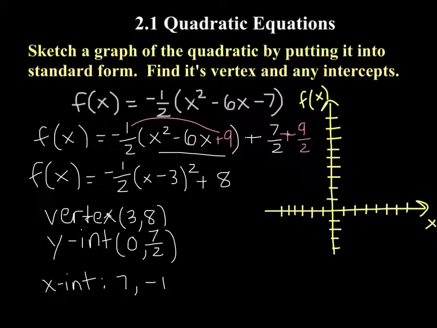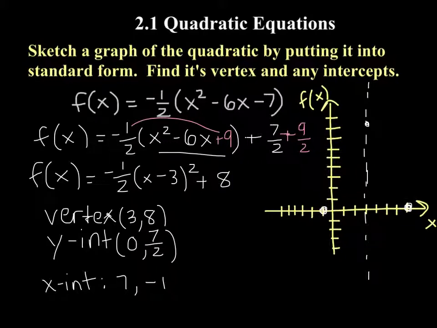So I'm going to plot all this information. So I'm going to go over 3 up 8. That's there, and then that's where your axis goes through. So the axis, I want to make that a little bit nicer. The axis goes through here. And then 7 for one of the x-intercepts is here, and negative 1 is here.